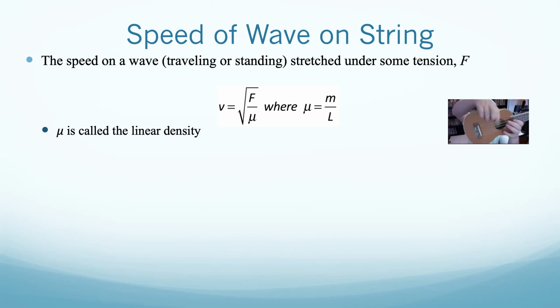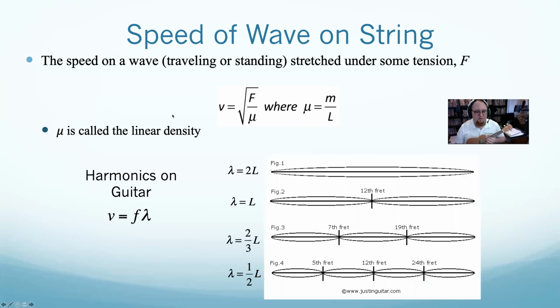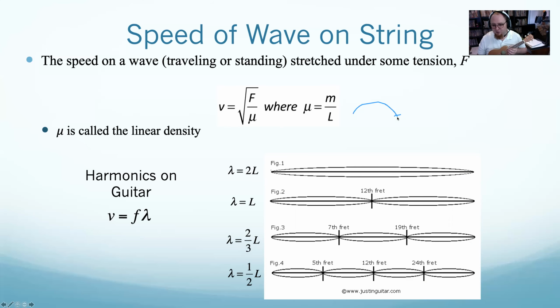If I take this string and just strum it, what's happening is I am creating waves. And what you see is this wave bouncing up and down. What you see is a wave that has a wavelength of 2L, because this one string bouncing up and down, this is kind of going like this, is half of a full wavelength.